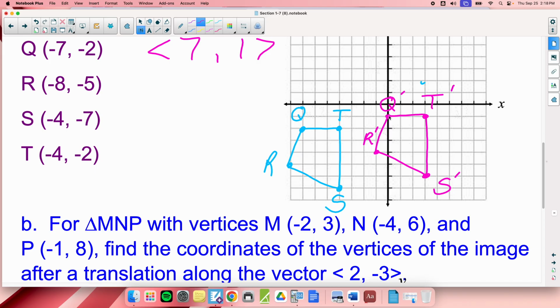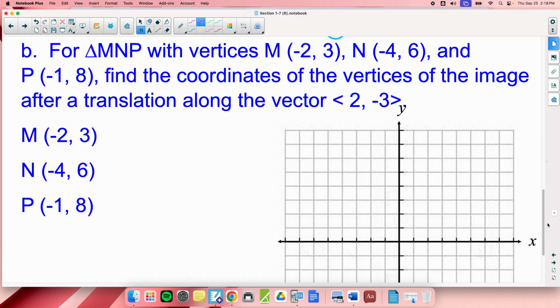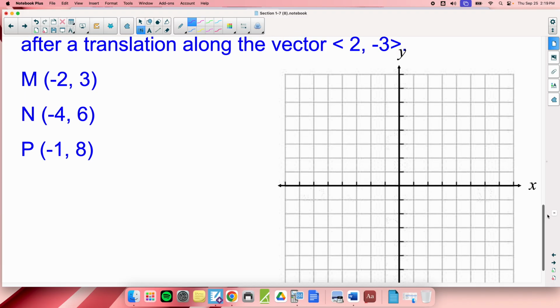Okay. We're gonna do one more and then I'll be quiet. So let's plot these 3 points on our graph. So I'm gonna go left 2, up 3, and that is my M. Then I'm gonna go left 4, up 6, that is my N. And then I'm gonna go left 1, up 8, that is my P. So here's what the original figure looks like.